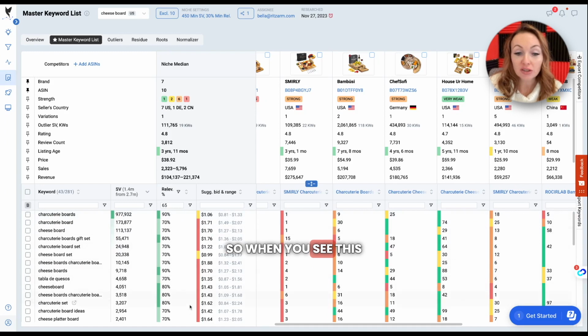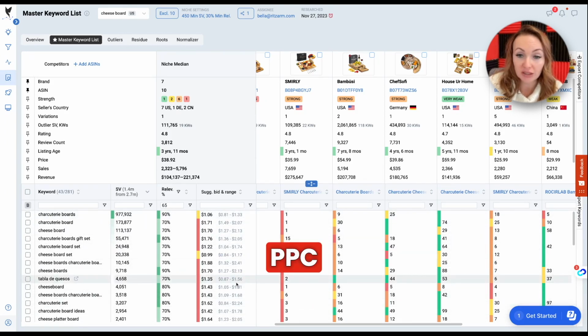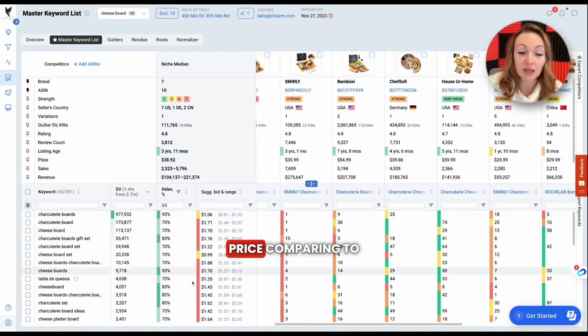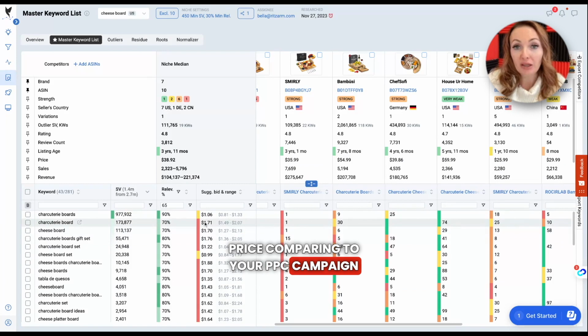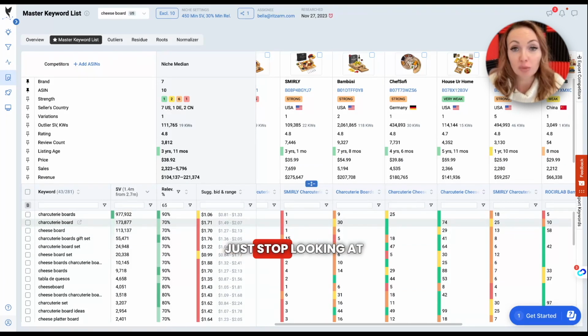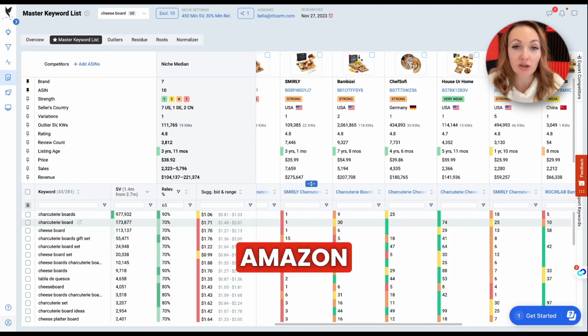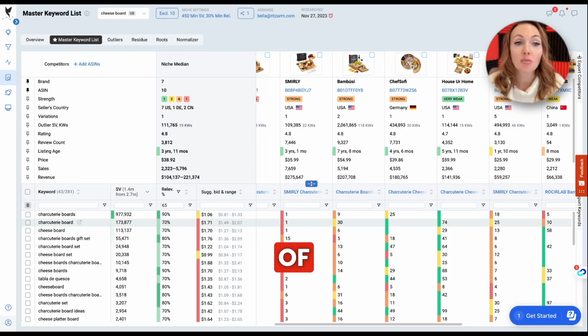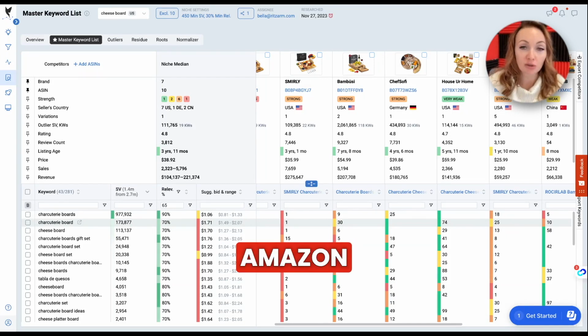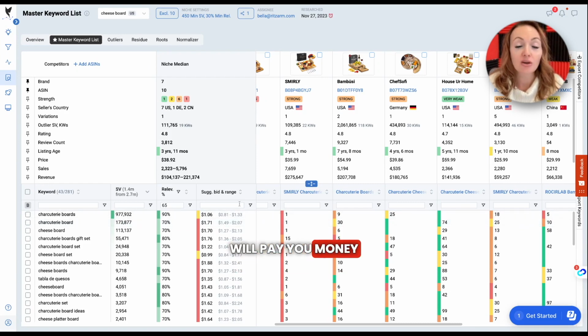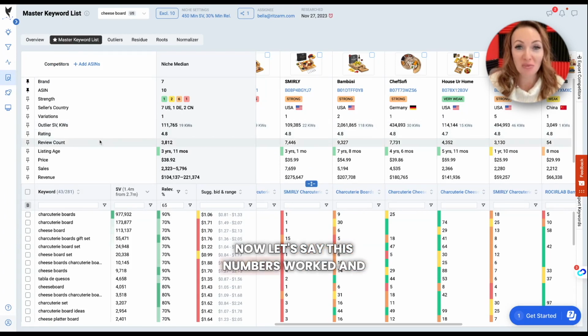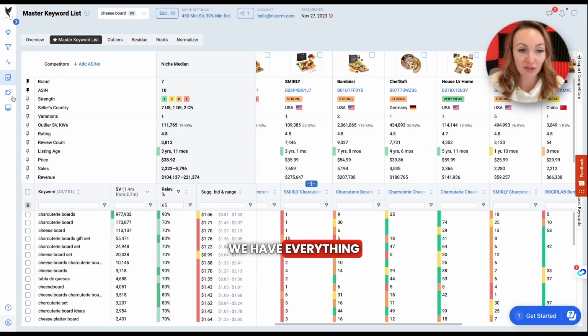So when you see these red numbers for your PPC campaign, pay attention to the retail price, because if the retail price compared to your PPC campaign doesn't make any sense, just stop looking at this product, because then you will pay Amazon to sell it instead of making money on Amazon, where Amazon will pay you money for your sales. So pay attention here. Now, let's say these numbers worked and we have everything in green.